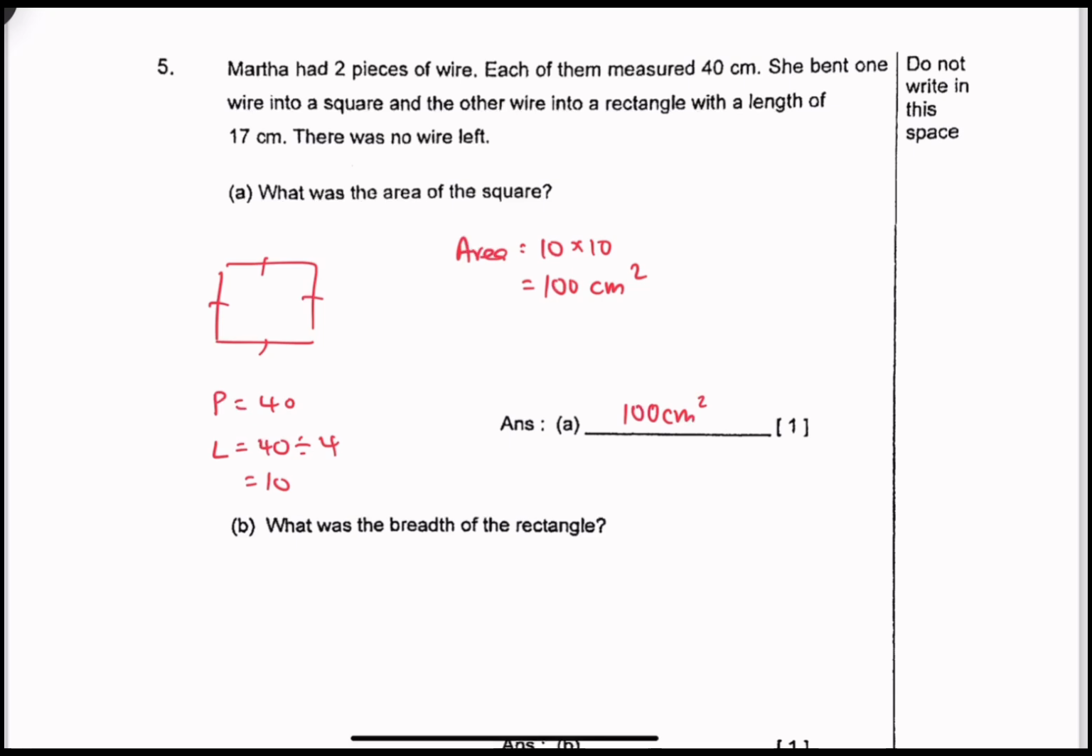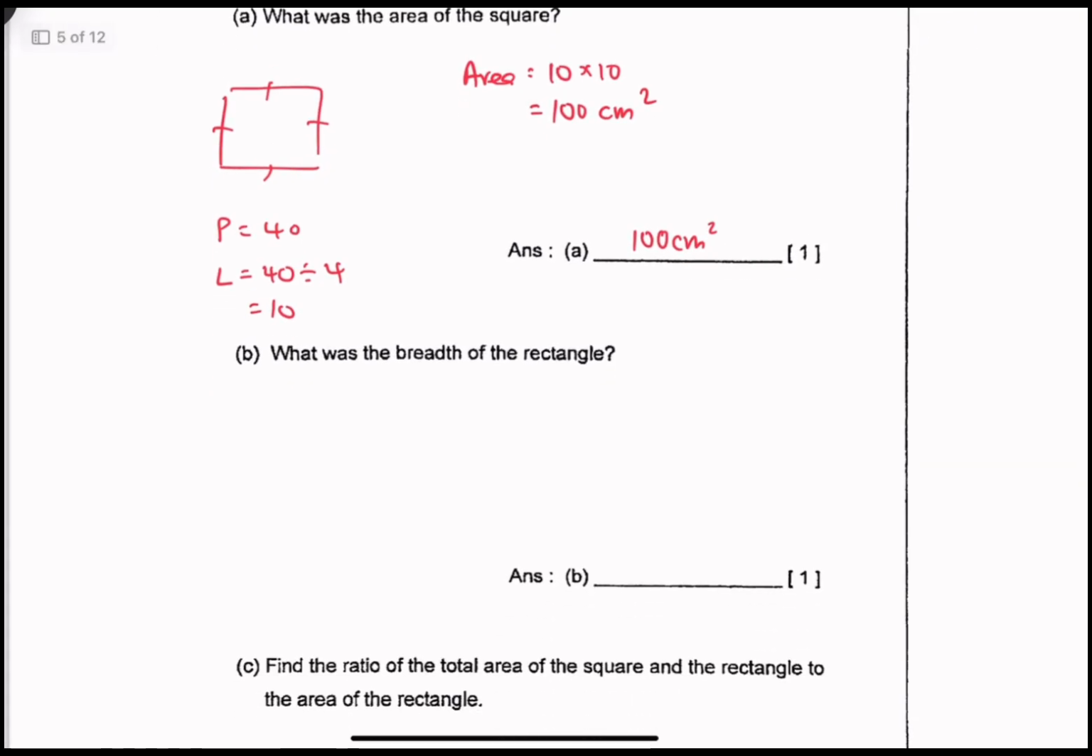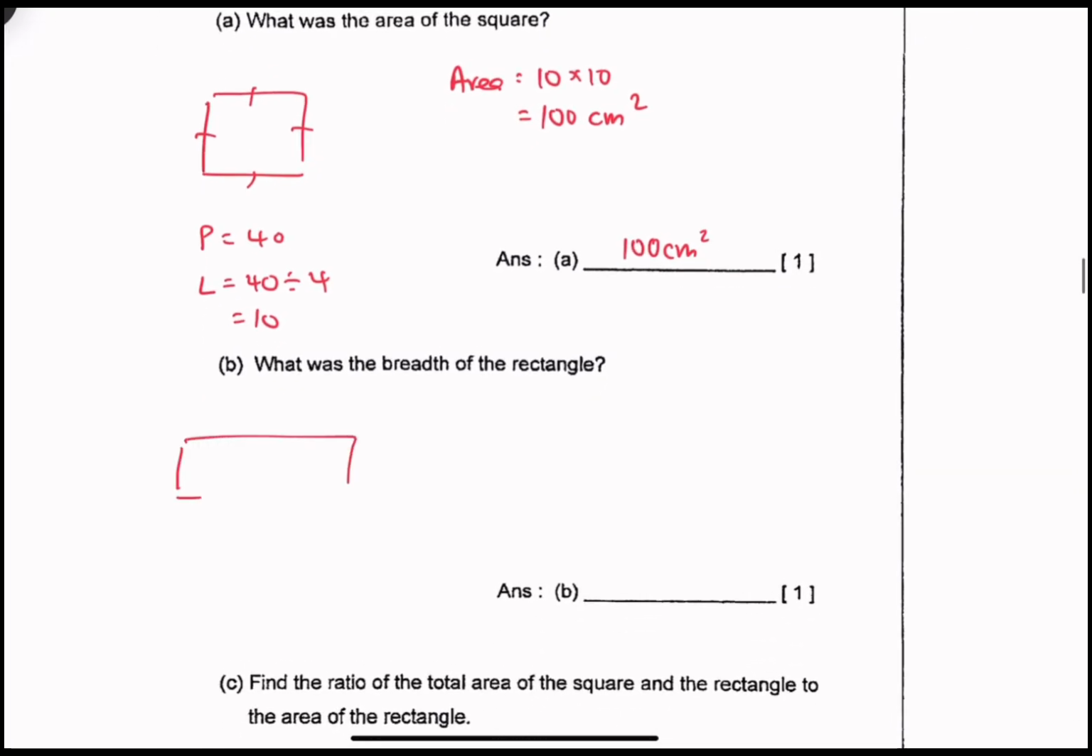So they ask you for the next one, which also says that each of them measures 40. Each referring to the 2 pieces, each one is 40. For this, we will measure it this way. It's easier to draw to understand. They said 17, 17, and this is the breadth. So the perimeter is still 40. To find the breadth, 2 of the breadth is actually 40 minus 17 minus 17. That will give you 2 of the breadth is actually 6. So therefore one breadth is actually 3 cm. Perimeter is just the exterior all added together.